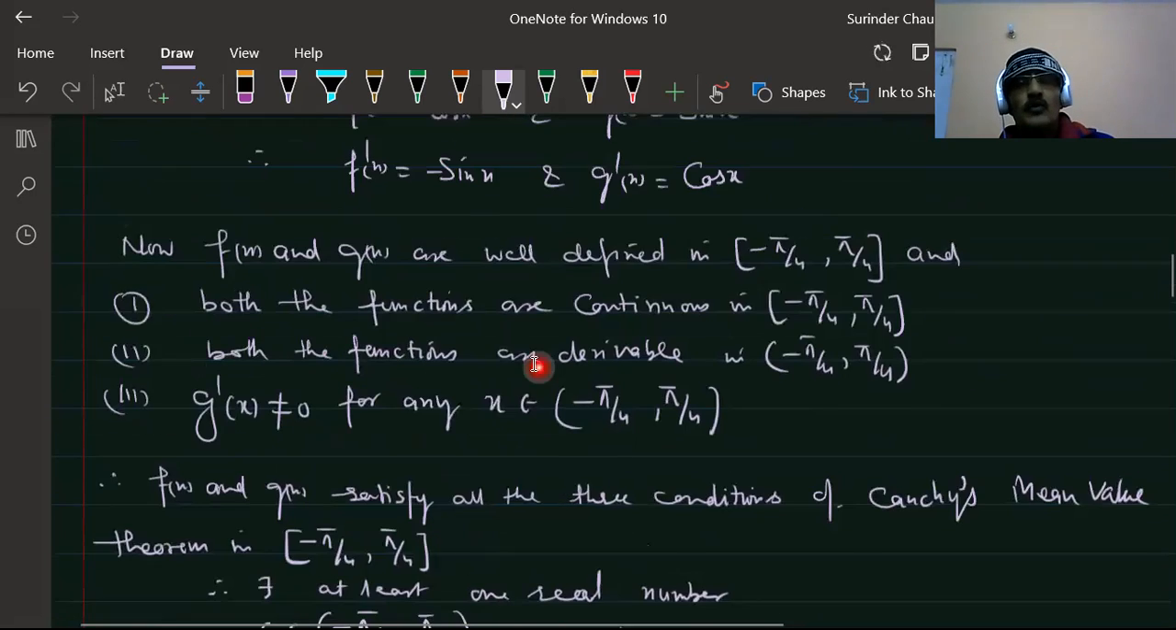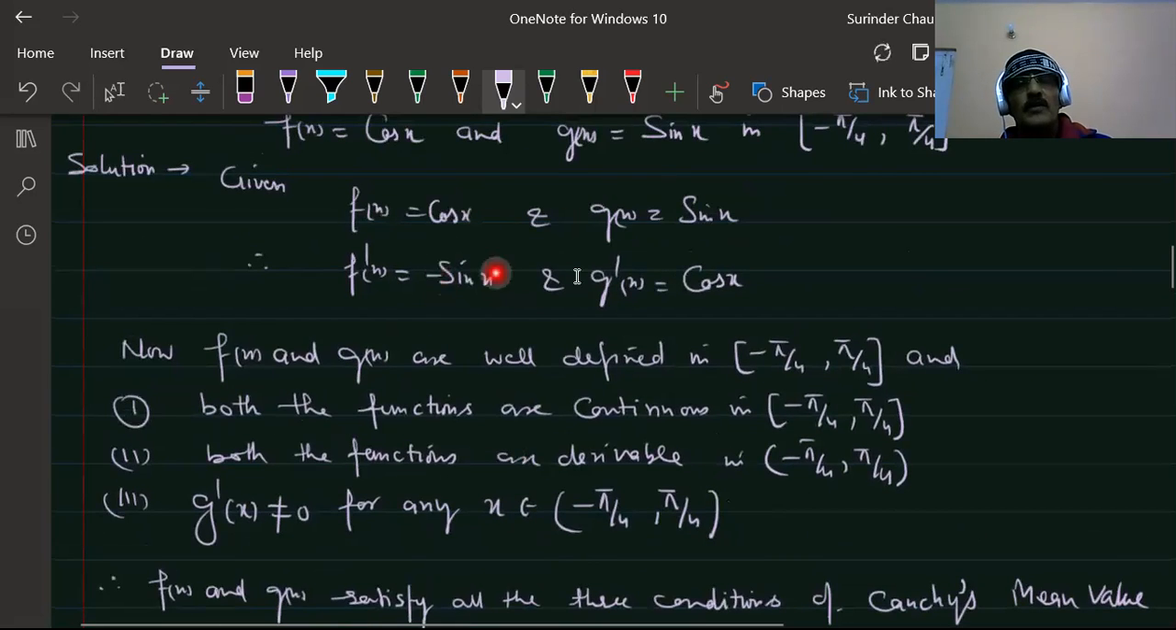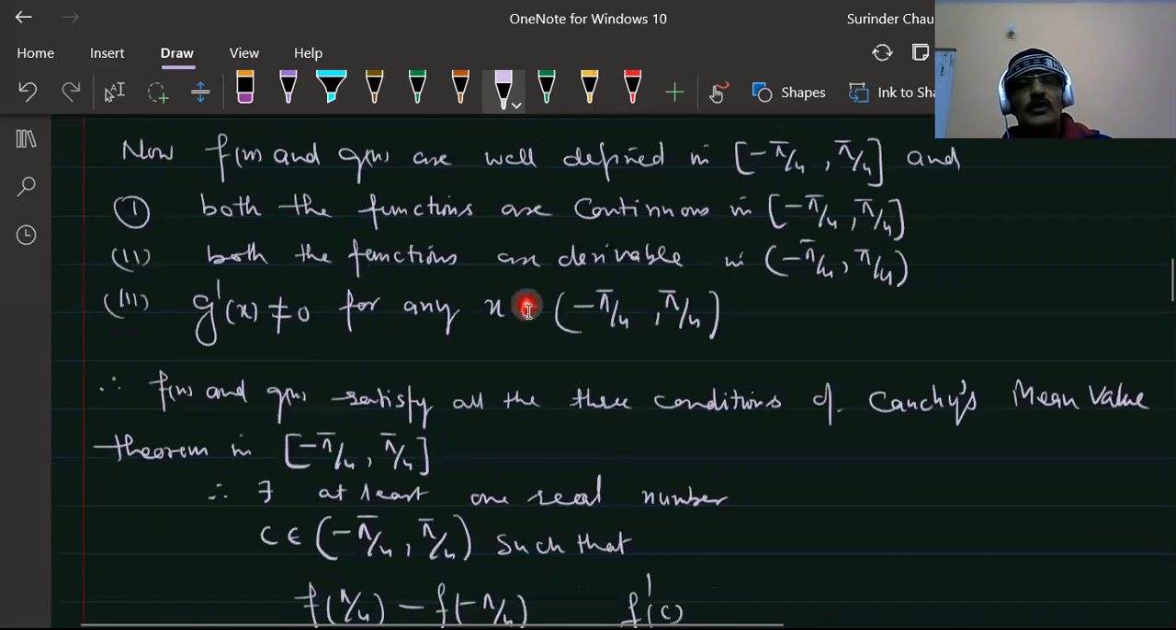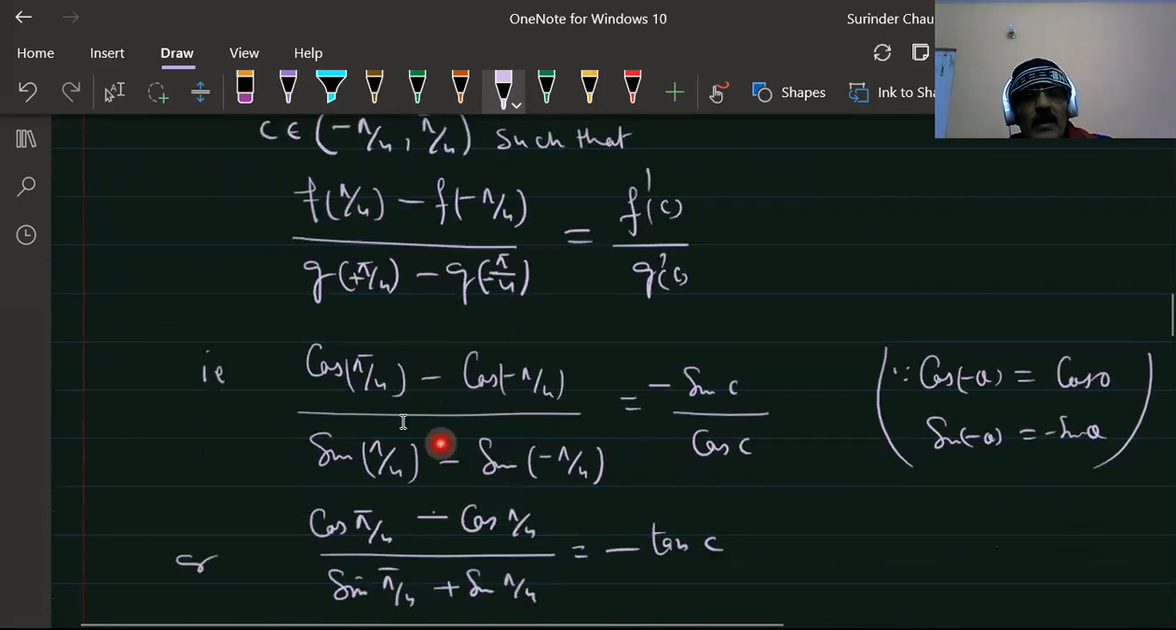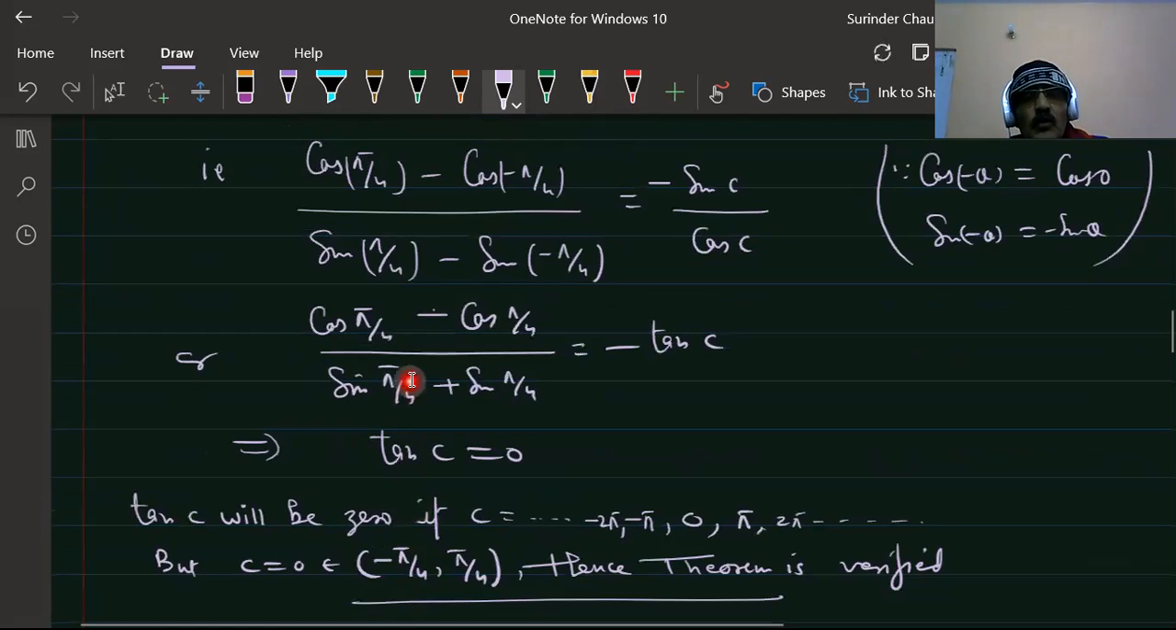Now, substitute the values from this. f of pi by 4 is equal to this function. Substitute values here and simplify them. f dash c over g dash c is minus tan c. Now, substituting the values, the numerator becomes cos pi by 4 minus cos pi by 4, since cos of minus theta equals cos theta. This is 0, and 0 over a number is 0. So, tan of c is equal to 0.